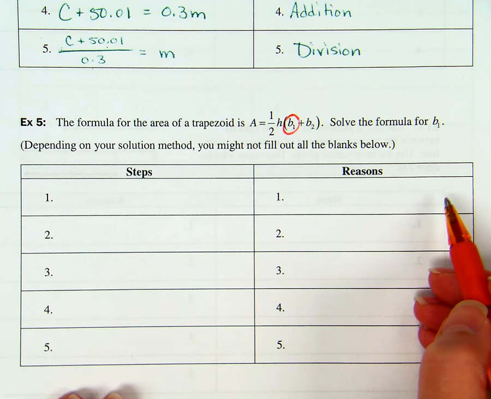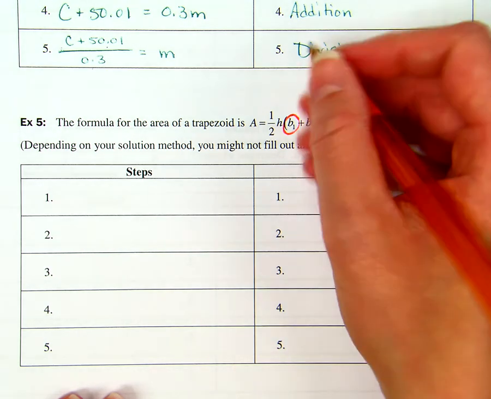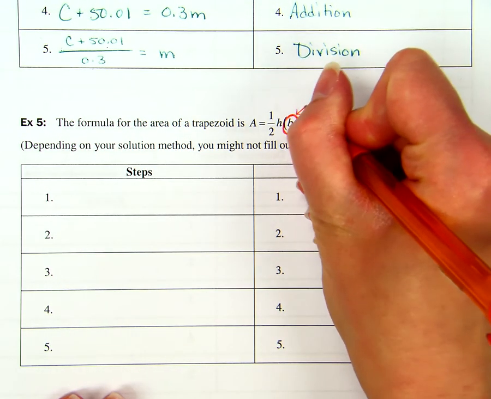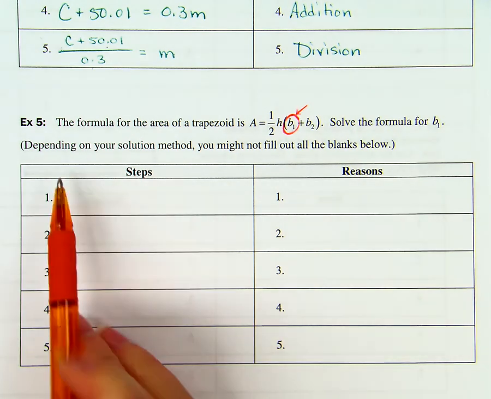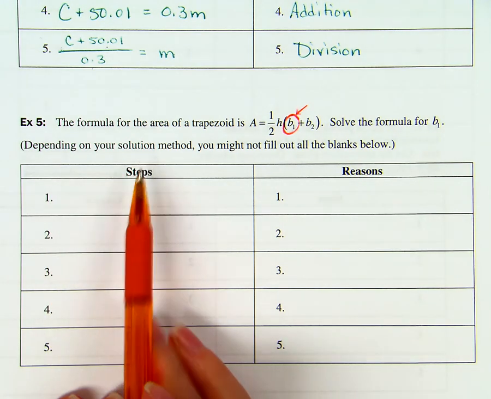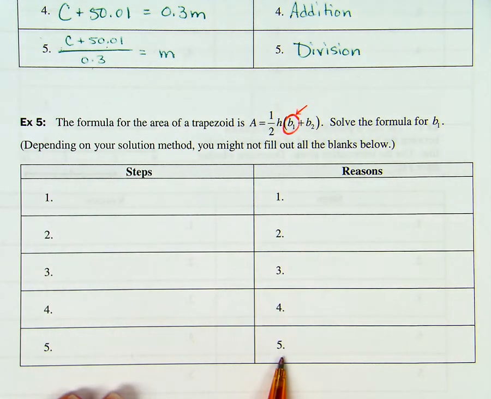Folks, I'd like you to take a moment, pause the video, and try it. See what you can do to get b1 by itself. Now, depending on the solution method you use, you might not fill every single blank below. You might have some left, or you might need to add some more to the bottom, depending upon how you think about it. Pause the video, try it now. Isolate b1.